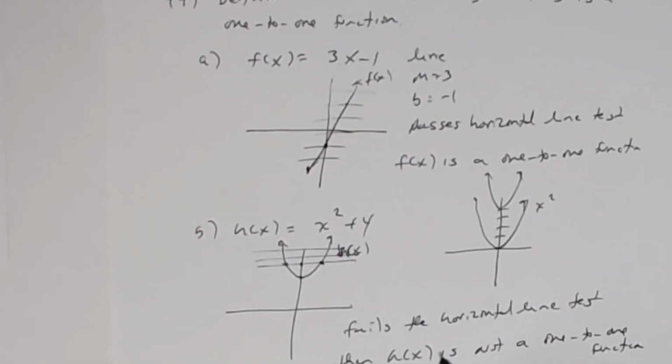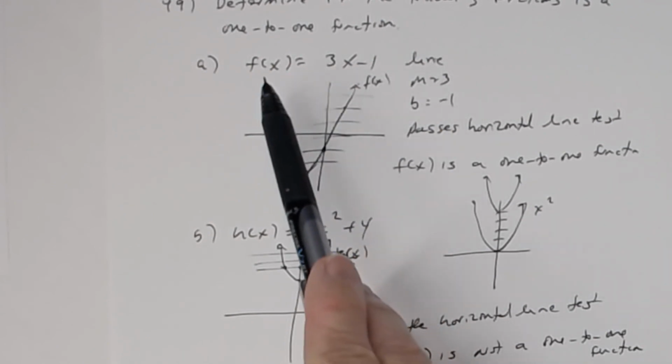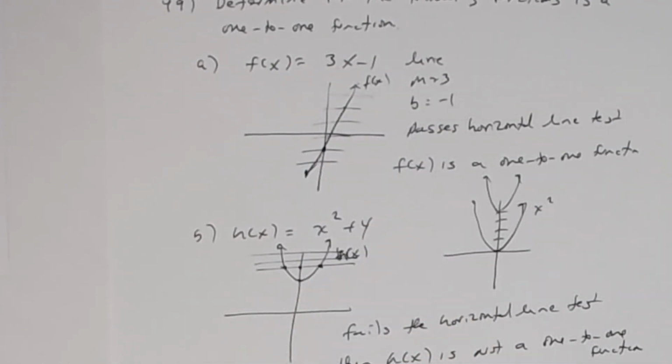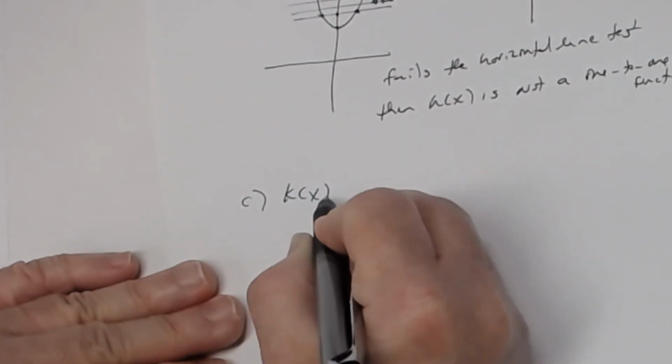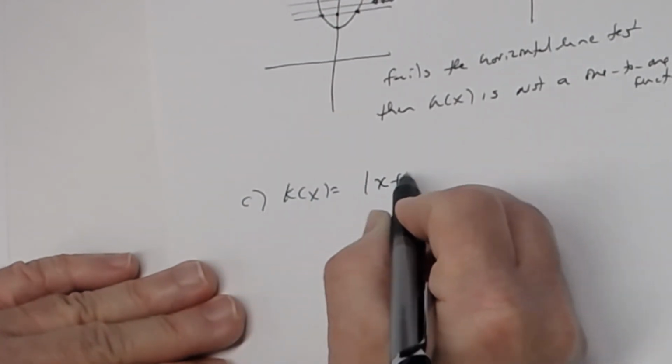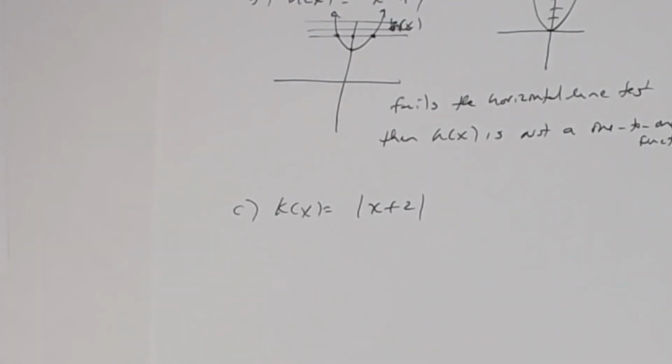And so as you do these problems, you have enough knowledge to do these problems just by thinking about its graph. Same thing for c. So if you look at c, you have k of x, which is the absolute value of x plus 2. Now remember we talked about this in the past, that an absolute value function has the shape of that v.